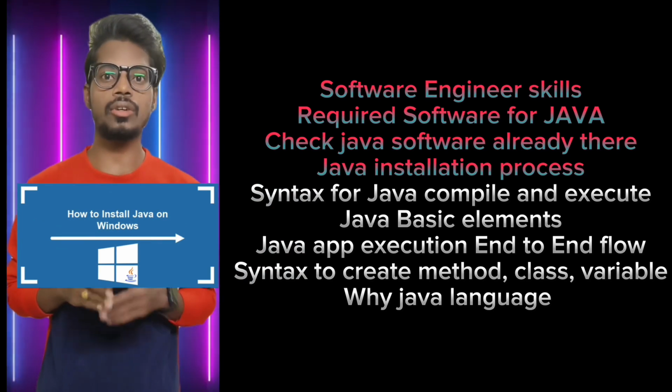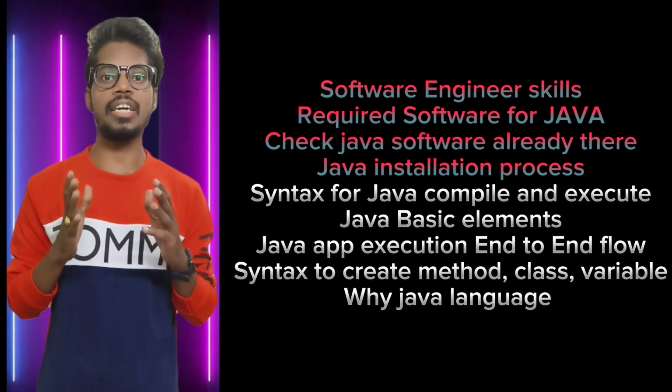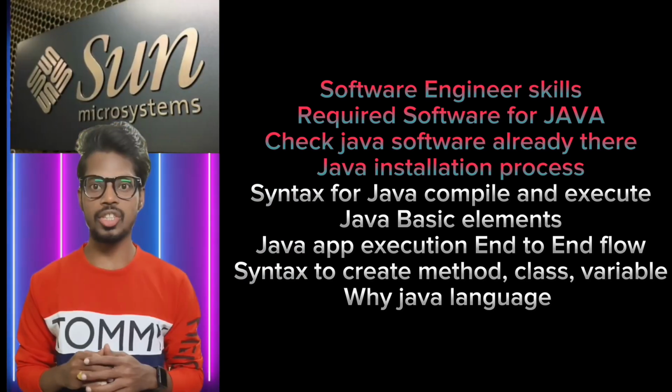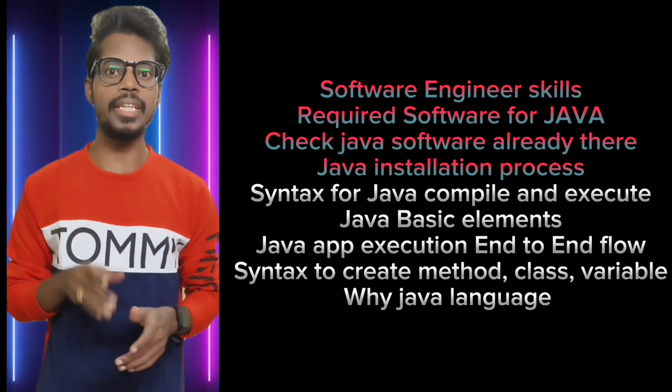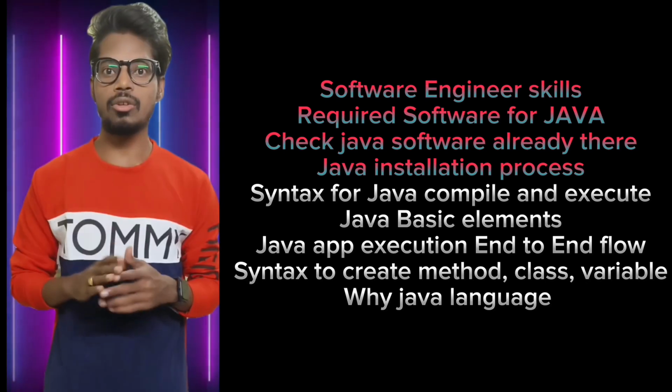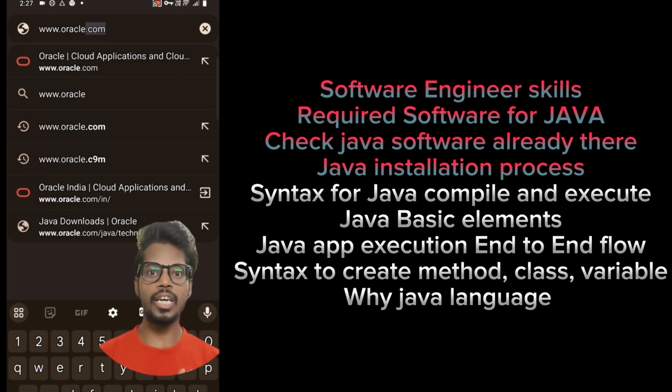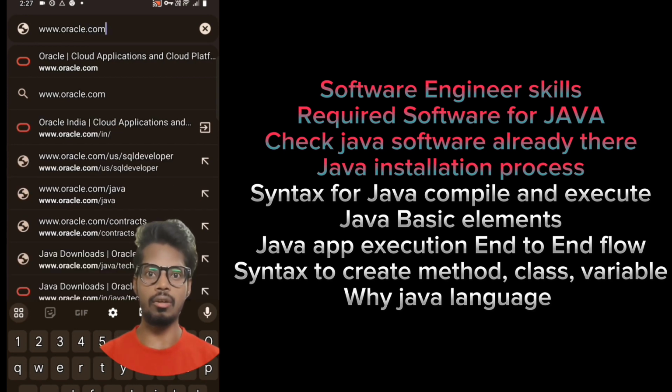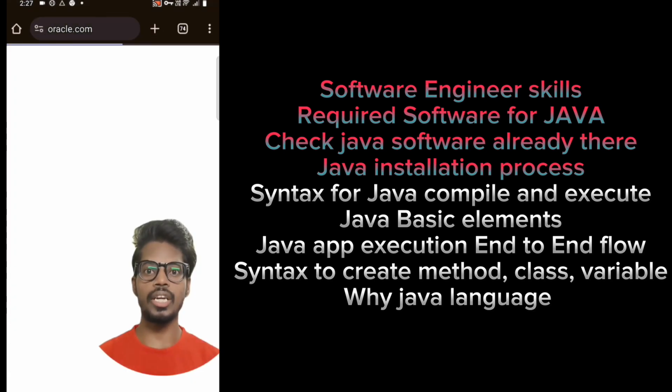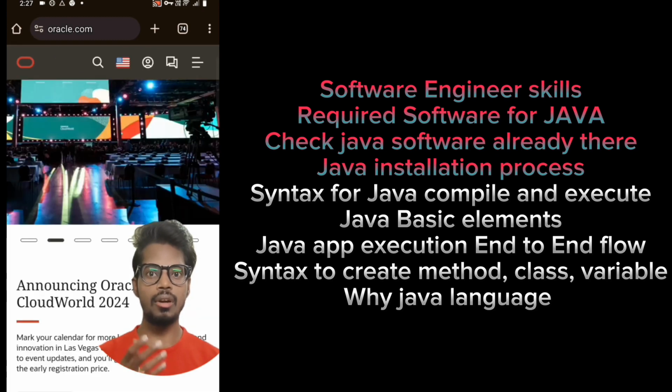How to install Java software in your machine, guys. Previously the Java programming language was maintained by Sun Microsystems. Nowadays it is acquired by Oracle Corporation. Within the Chrome browser, you can navigate to the Oracle website, www.oracle.com. Once you are on this Oracle website, we have an option called resources.